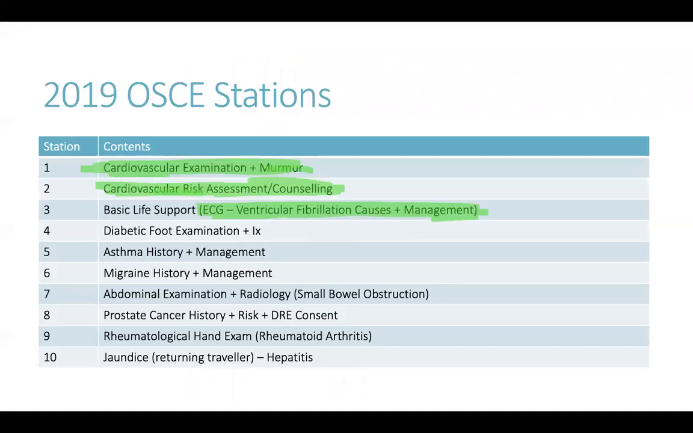So for cardiovascular risk assessment counseling, this is a really weird station. A lot of people actually failed this station. This was one of my first stations at 7 a.m. in the morning, and the guy was reading off a piece of paper. It was so weird. It was pretty much a guy who came in for just a health checkup, and then you get investigation results, and they want you to go through the investigation results, interpret them, and then explain your management and the diagnosis to the patient.